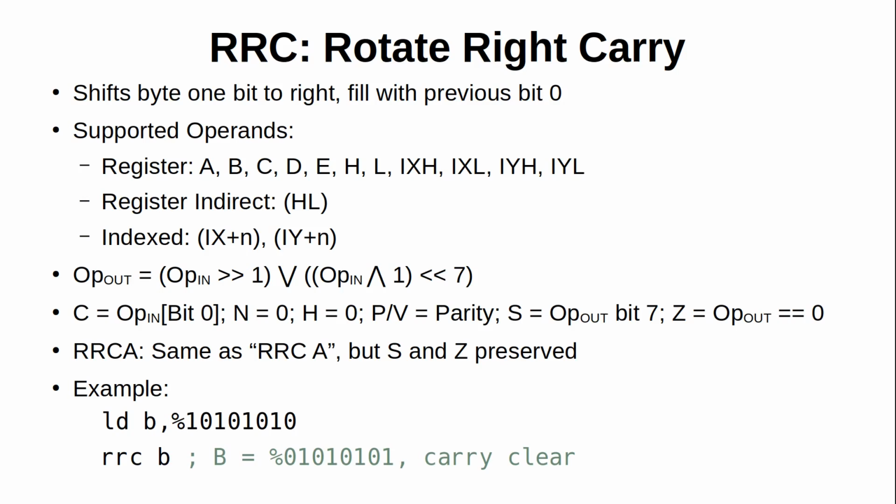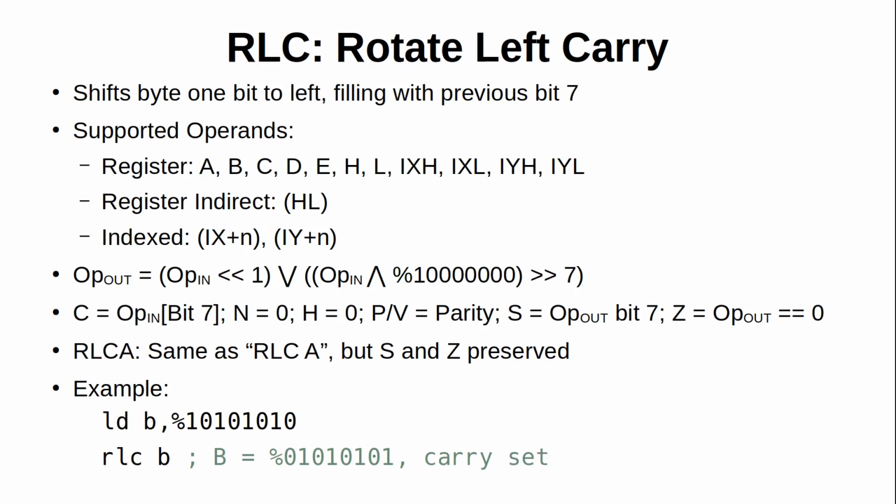There is also an RRCA instruction, which like RRA is a faster version of RRC A that preserves the S and Z bits. RLC does an internal leftward rotation, just like RRC, but in the opposite direction. At the end, bit 0 and the carry bit will match, containing the old state of bit 7. Because of this, it can't be used for multiplication like RL can. And again, we have a shortcut for the accumulator, with RLCA being a faster version of RLC A that preserves S and Z.